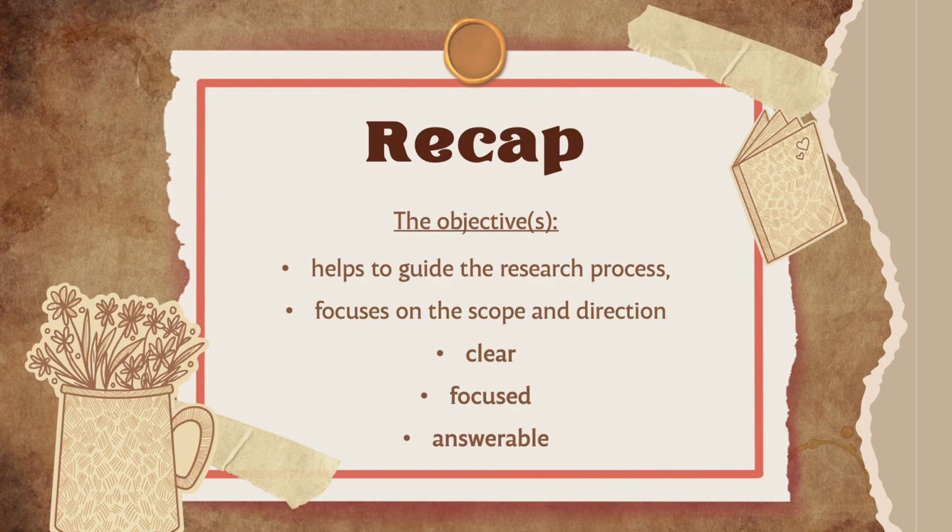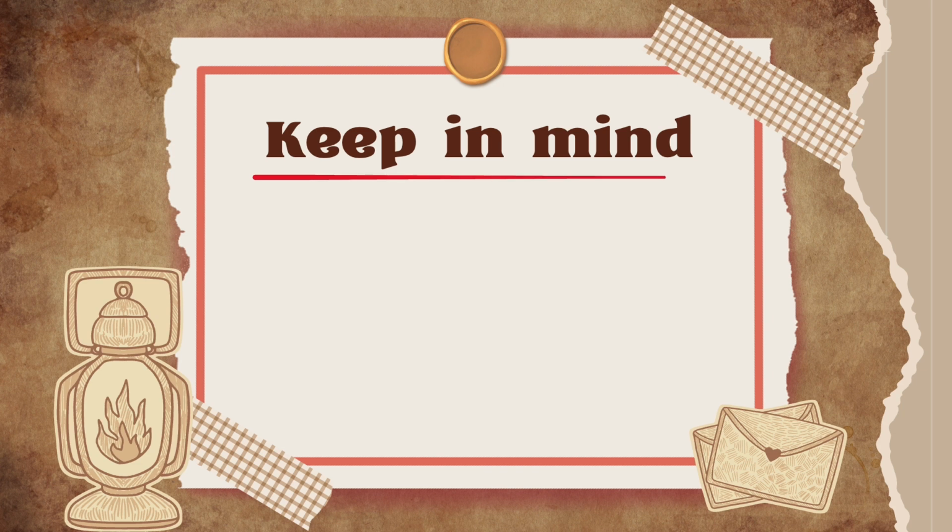Let's recap. The objective helps to guide the research process, focusing on the scope and the direction of the investigation. Your research objective needs to be clear, focused, and answerable. If the problem statement is the mission, the objective is the strategy. It's important to keep in mind that the objective should be something that can be assessed, tested, or evaluated through the research process.